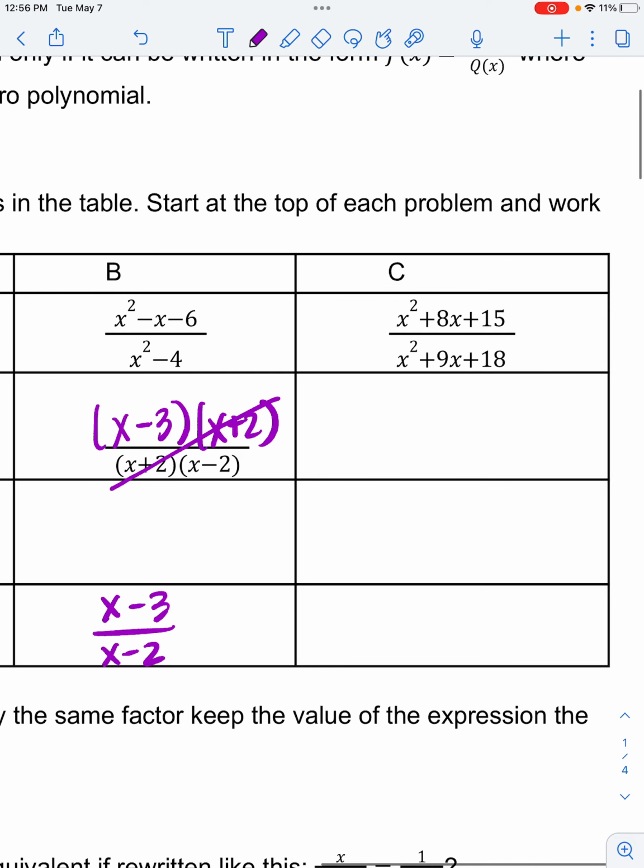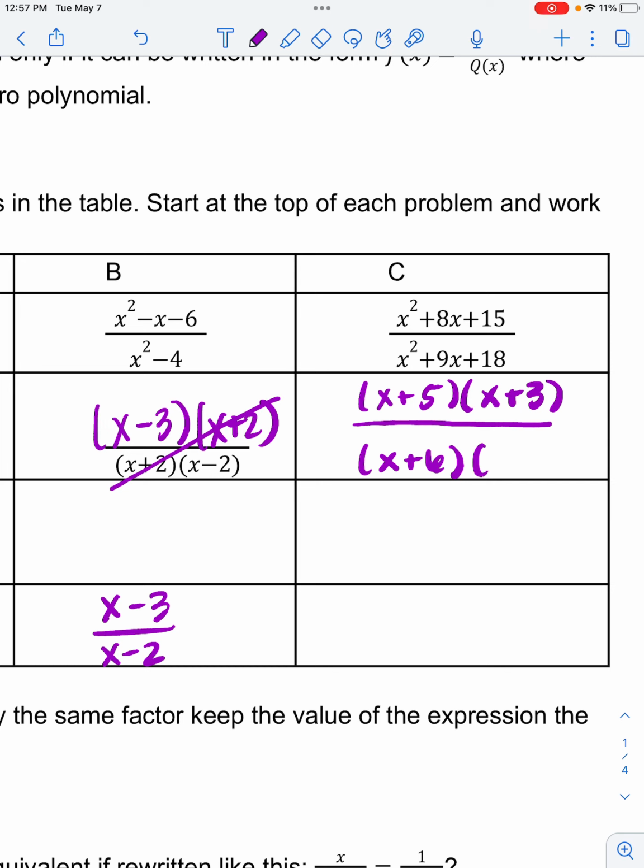The same idea holds for c. If I factor both the numerator and the denominator, I can see if they share a factor. And I can see here that they share the factor of x plus 3. So if I divide out x plus 3 and x plus 3, that's just a factor of 1. And so it leaves me with x plus 5 divided by x plus 6.